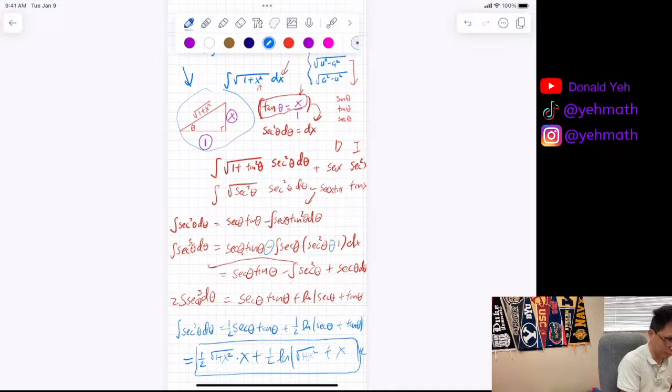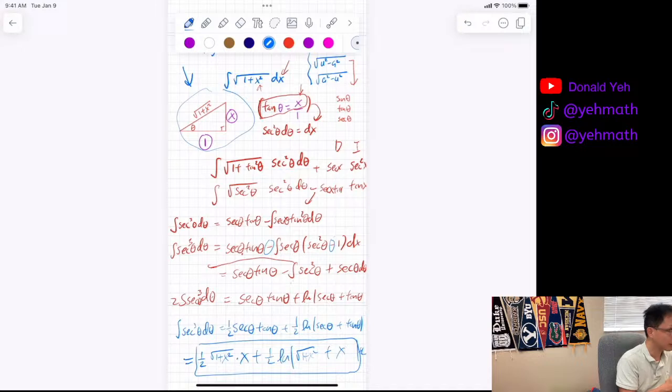For the triangles, the very first step, why do you use cosine? Because it has to be 1 plus x squared. In order to get 1 plus x squared, it has to be a hypotenuse. Otherwise, it will not work. And we're going to talk about why that is in a second.